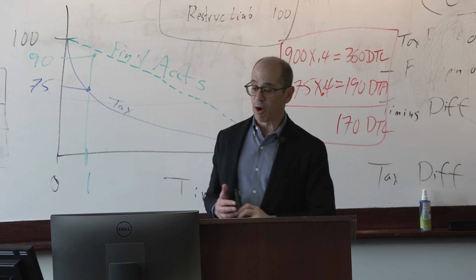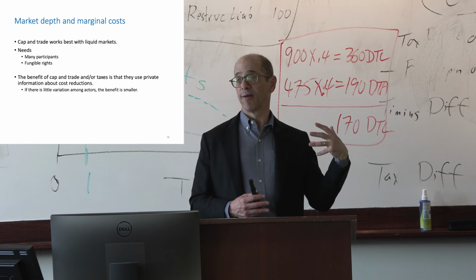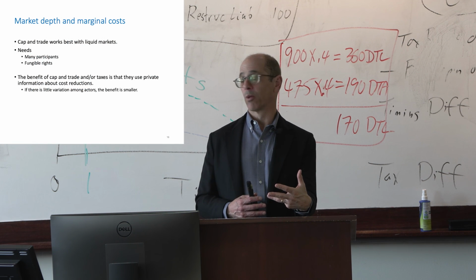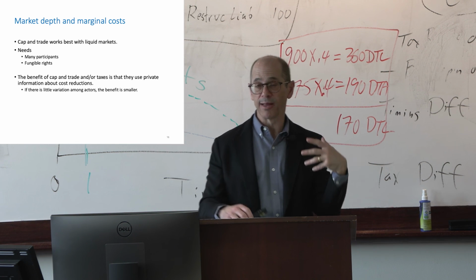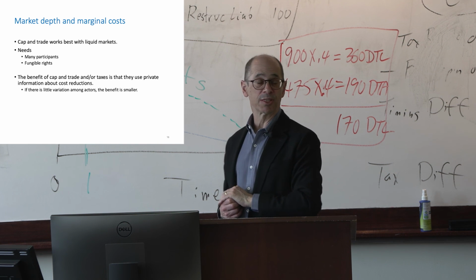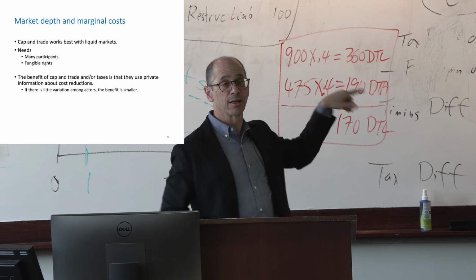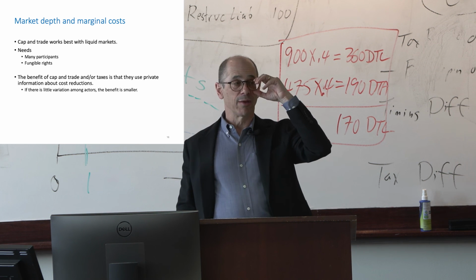Okay, last but not least, market depth and marginal cost. You need to have a pretty deep market for the theory to work, so you don't get monopoly or monopsony problems or bilateral monopoly problems and so forth. You need to have many participants in fungible rights, and a lot of the markets on that list I showed you are pretty thin. And so they may not work very well.